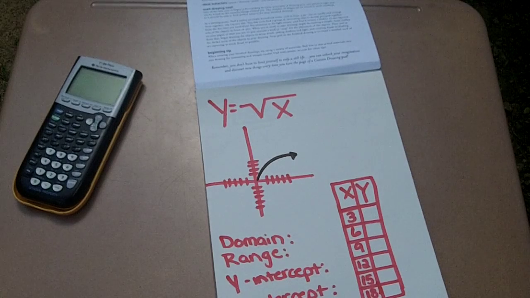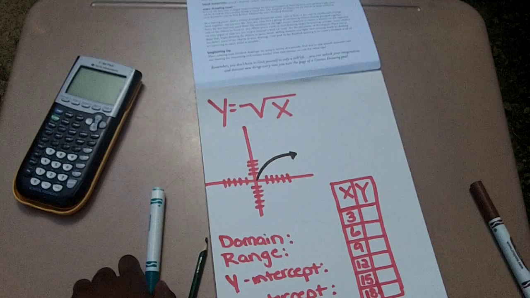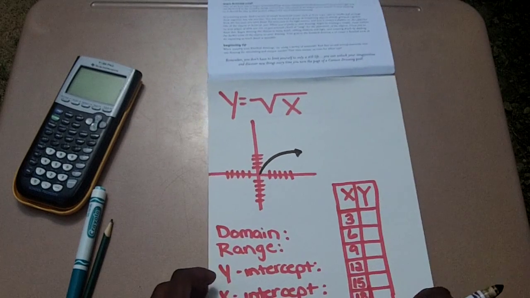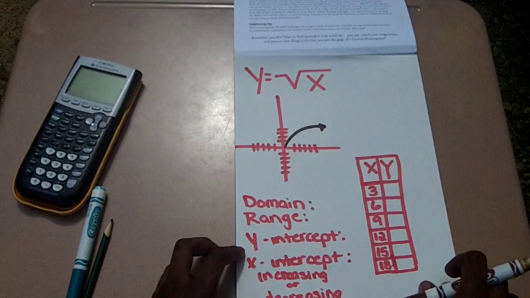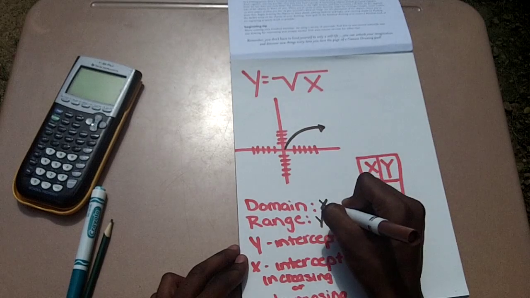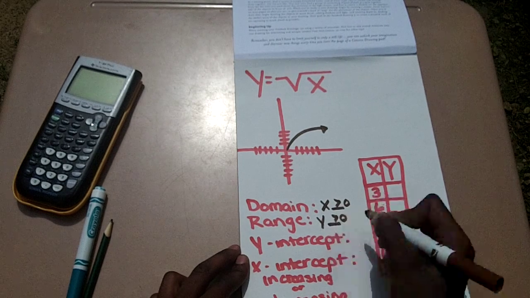Automatically, I can tell that nowhere on my x nor my y axis does my function go into the negatives. Therefore, my x and my y have to be equal to or greater than 0. And by x and y, I mean domain and range. Equal to or greater than 0.